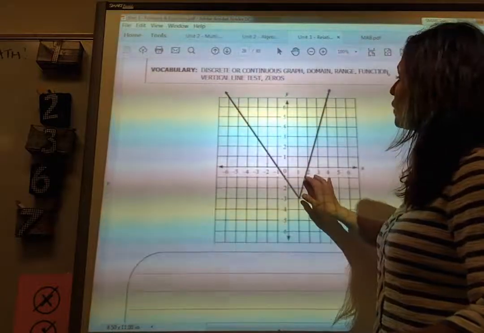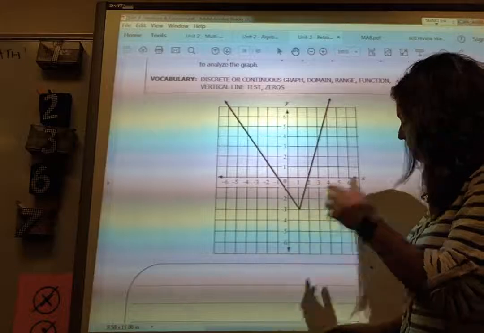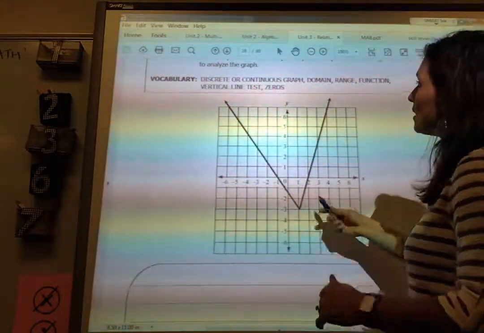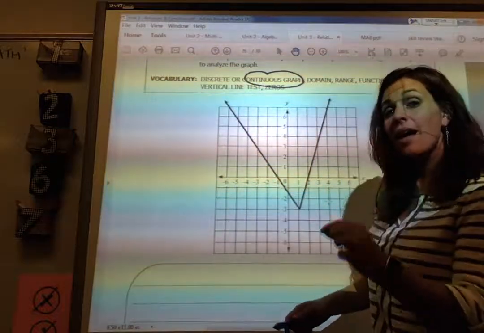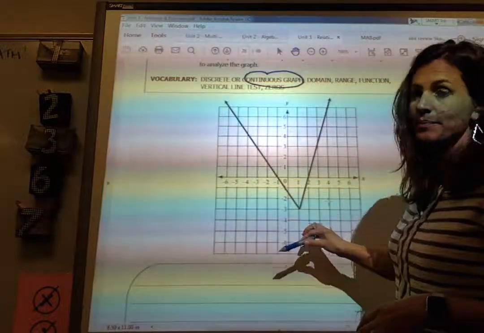I'm not going to write this down. I'm going to talk to you about this, and you'll notice I will point out when I say because. This is a continuous graph because all my points are connected.